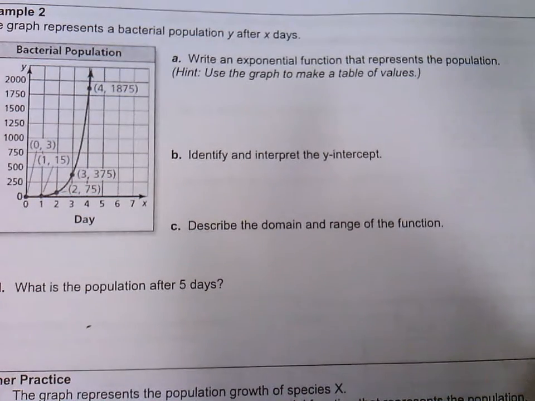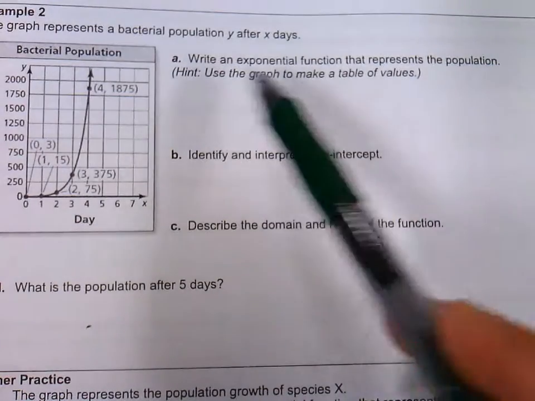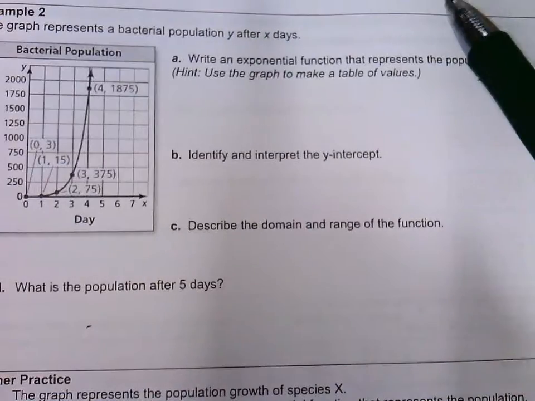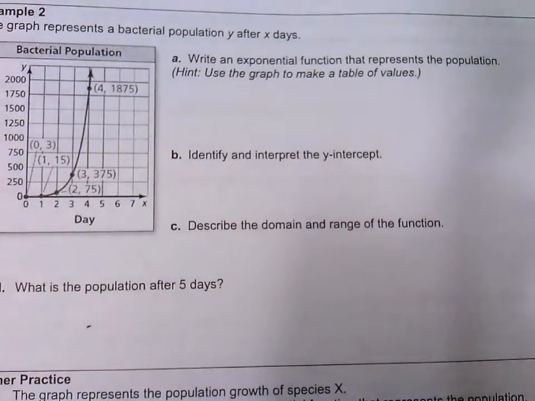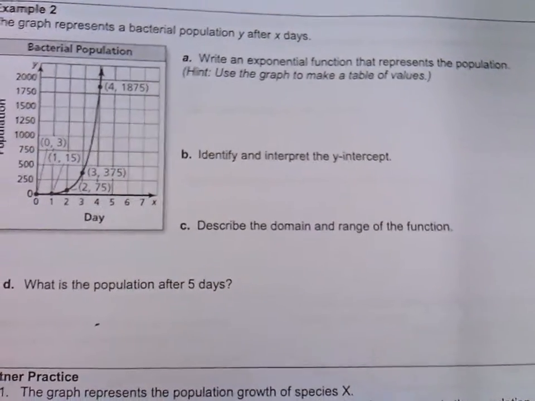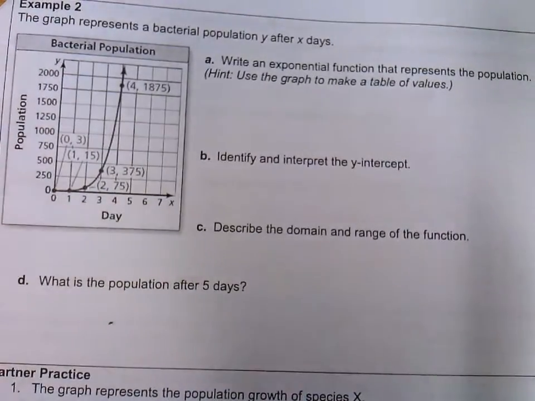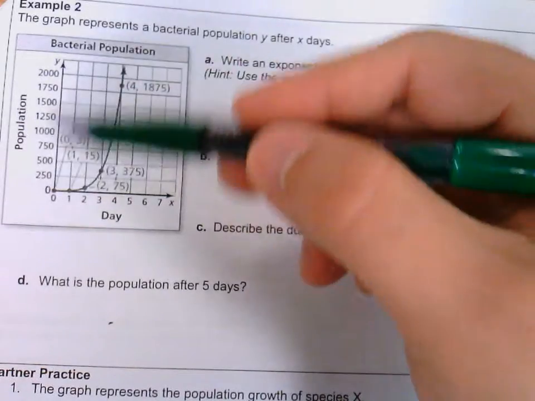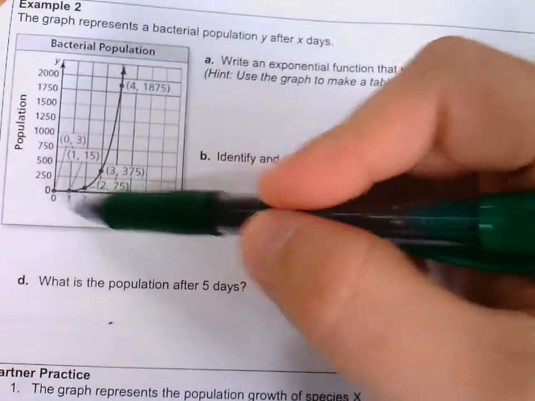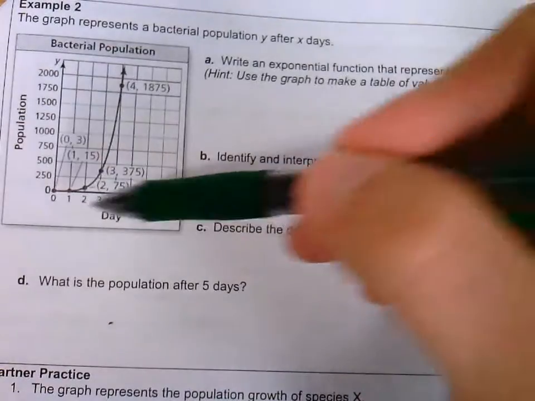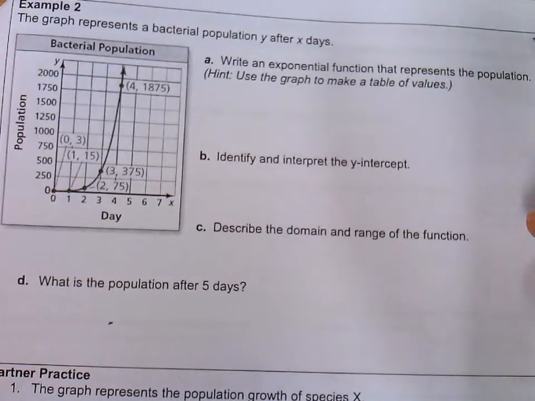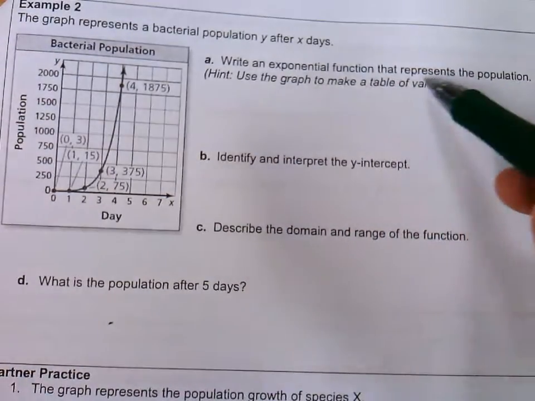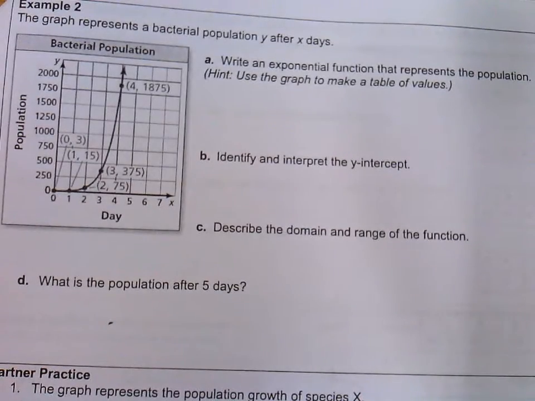In this video, we're going to learn how to write an exponential function given a graph, and specifically a graph that is related to a word problem. Let's dive into it. The problem says the graph represents a bacteria population y. So we know that the bacteria population is represented on my y-axis after x days. The x-axis represents the number of days. And then it says, write an exponential function that represents the population.